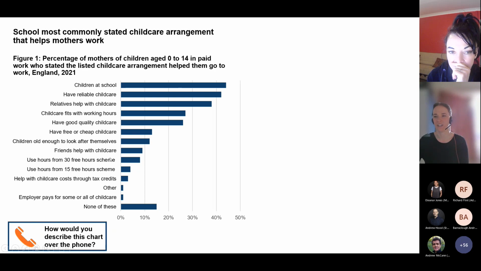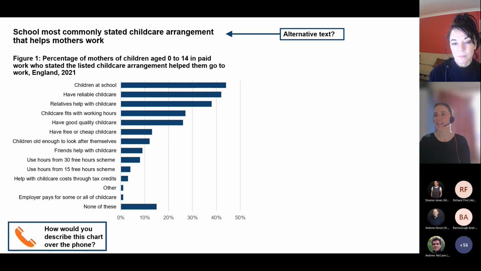They're marking up a bit lower, but they're all the different ones that people might say. And the exercise is, how would you describe this chart over the phone? If you had to pick up the phone and describe that chart to someone who cannot see it, how would you describe it? That's the way to think about writing alt text. It's about how you would describe it.